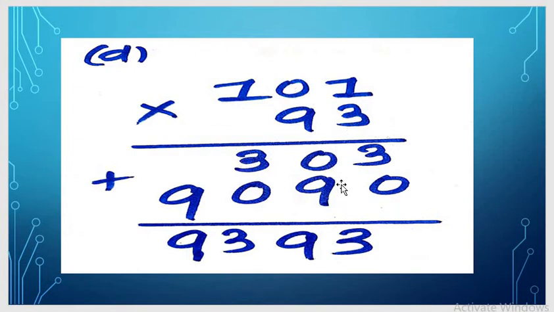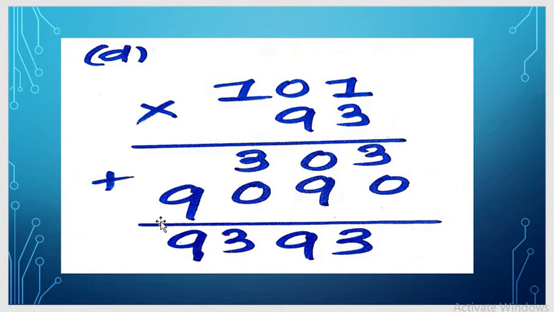Got my points? Now we do the second step. Compulsory 0. Then 9 ones are 9, 9 zeros are 0, 9 ones are 9. So 3 plus 0 is equal to 3, 0 plus 9 is equal to 9, 3 plus 0 is equal to 3, and 9 as it is. So what answer did we get?